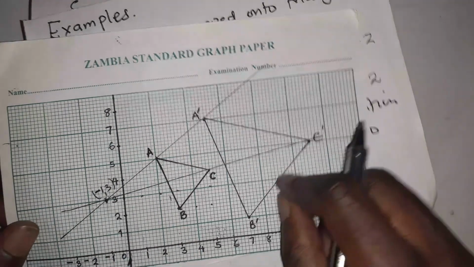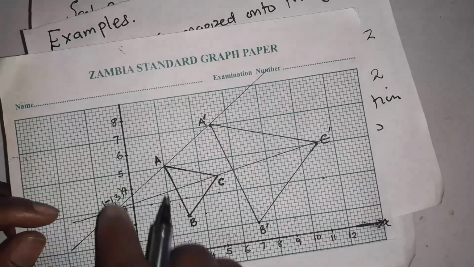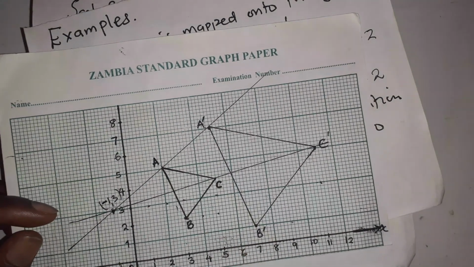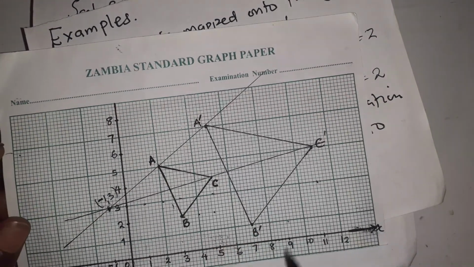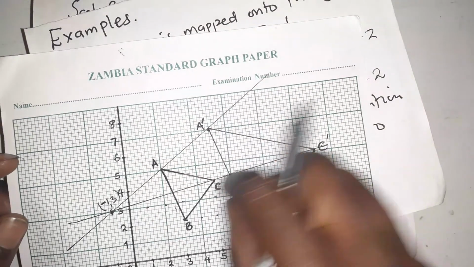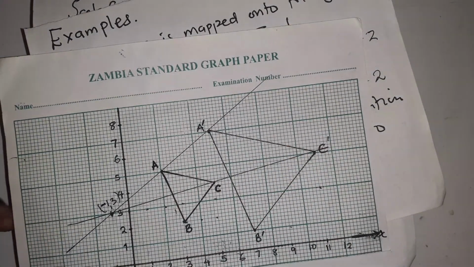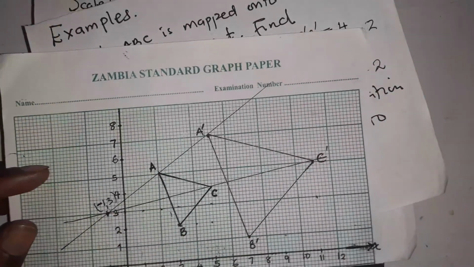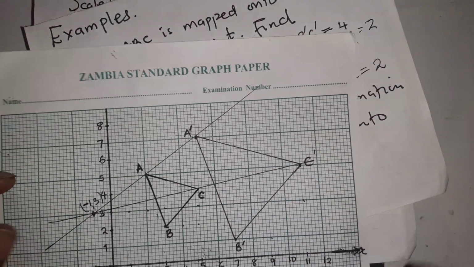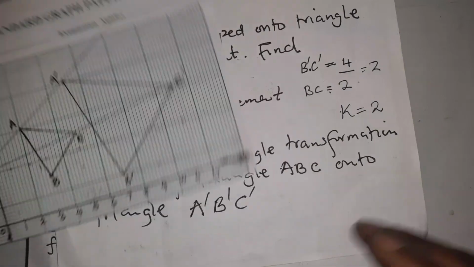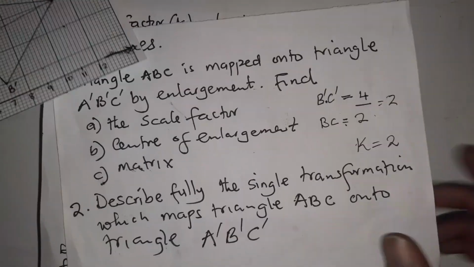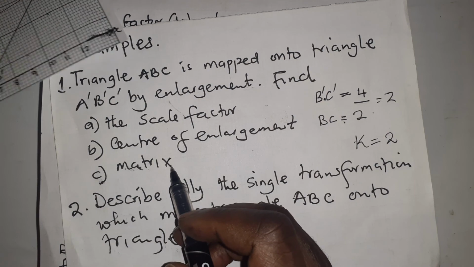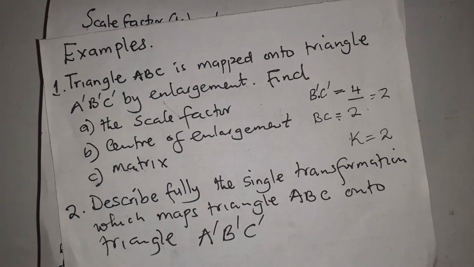You need to state that this is enlargement, and the center of enlargement as well as the scale factor. Once you've done that, then you've gotten your 3 marks. Look at the questions that talk about these things. They have 3 marks. So you need to state enlargement, the center of enlargement, and the scale factor. Right? So again, before I come to this question that talks about the matrix, I want to take you to the second question, okay?